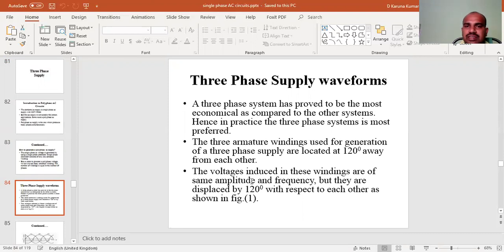The three armature windings used for generation of the three-phase supply are located 120 degrees from each other, because the total is 360 degrees, and 360 degrees divided by 3 equals 120 degrees. The voltages induced in the windings have the same amplitude and frequency, but are displaced by 120 degrees with respect to each other, as shown in the figure.